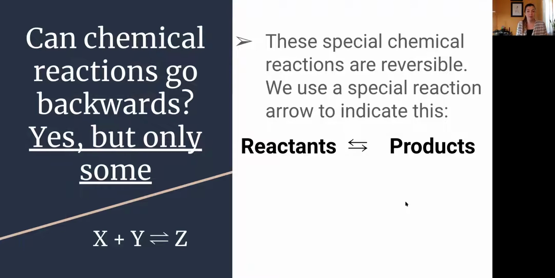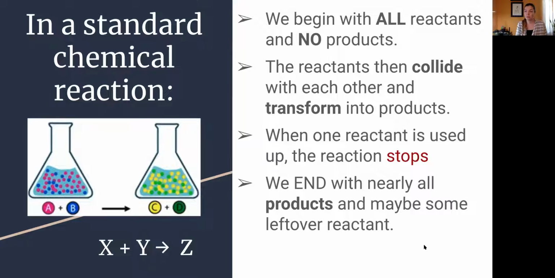Can chemical reactions go backwards? Yes, but only some. Most reactions can't. A certain special type of reactions are called reversible reactions, and we use a different type of arrow to indicate this. So instead of our reactants with a single arrow to products, which is all of the chemical reactions we've seen up until now, these types of reactions have this reversible arrow. It tells us right away, oh, we're dealing with a reversible reaction, not a standard chemical reaction.